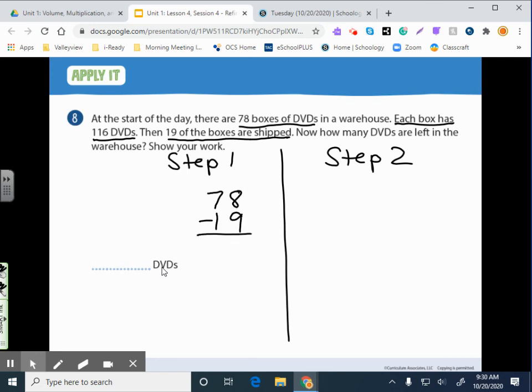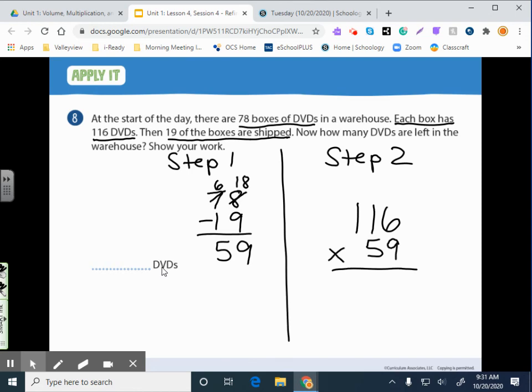Let's see how many we have left here. All right, let's borrow. Bigger bottom, better borrow. So 18 minus 9 is 9, and 6 minus 1 is 5. So they have 59 boxes left in the warehouse. But how many DVDs are physically in the warehouse at this point? Well, one box has 116 DVDs. There's 59 of these boxes.